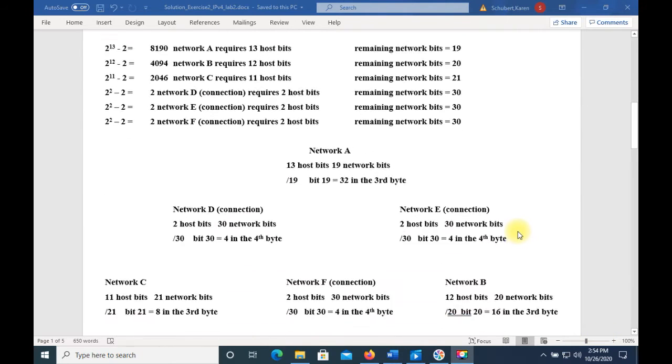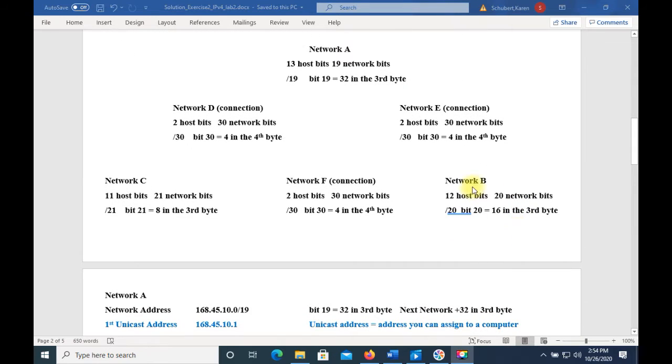We now apply this to our task at hand. Network A, with 13 host bits, we will have 19 network bits, a subnet mask of /19. We know that bit 19 is in the 3rd byte and it is worth 32. In network B, we have 12 host bits, which leaves us with 20 network bits. Bit number 20 is in the 3rd byte, but it's worth 16.